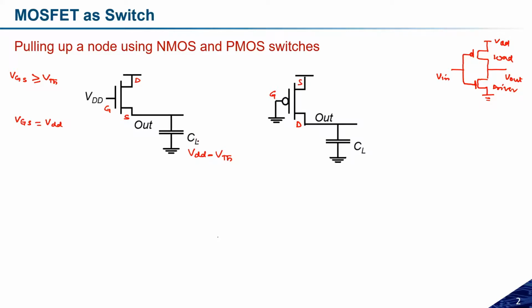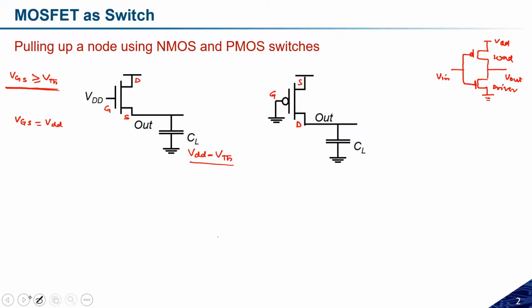And if I further charge this output voltage, this condition will not be satisfied. So beyond this voltage, this capacitor cannot be charged if I am charging it through the NMOS transistor. Let me repeat again what I am saying.